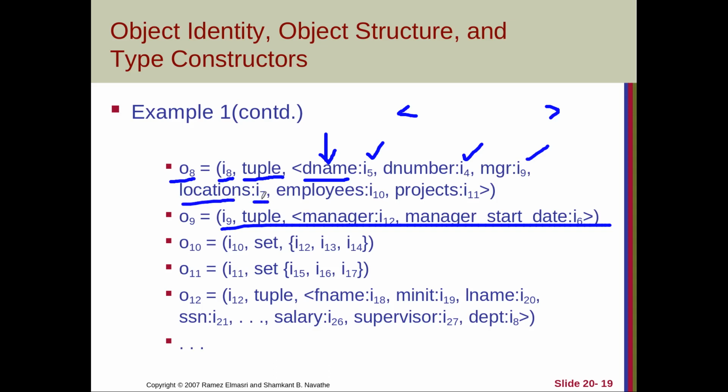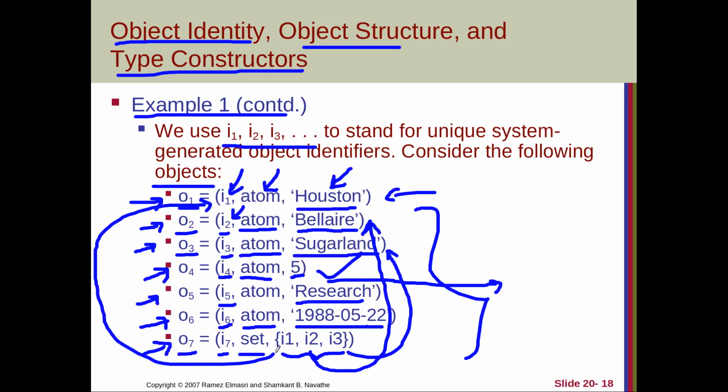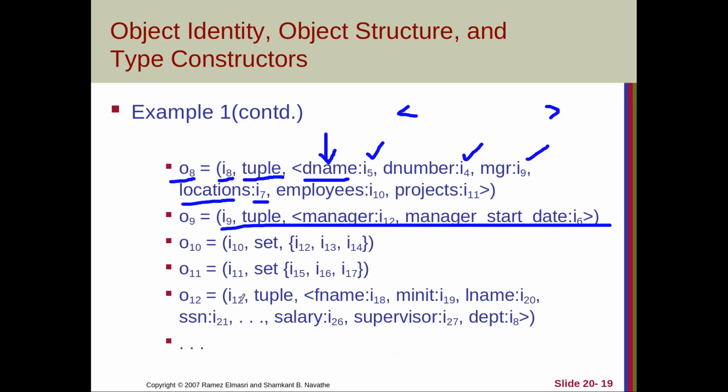Similarly, locations represent I7. Locations, we know there is more than one location. So what was I7 here? It is the set of I1, I2, I3. So that will be added into this area. Then employees colon I10. I10 is a set, which is again a set of I12, I13, I14. I12, I13, I14 all explain the details of employees. Similarly, projects I11. I11 is again a set of projects. So this is the way we are representing it.